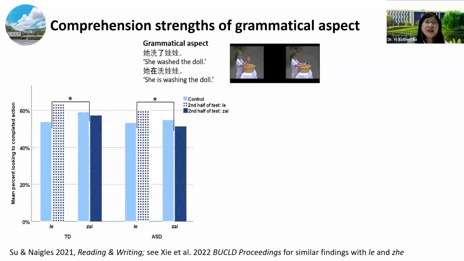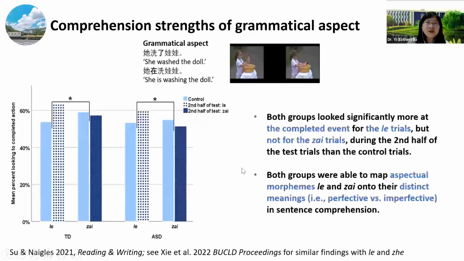Number two, for our second study, we also found comprehension strengths of grammatical aspect, like 他洗了娃娃 or 他在洗娃娃. When they heard 他洗了娃娃, they would look at the completed event, and when they heard 他在洗娃娃, they would look at the ongoing event.